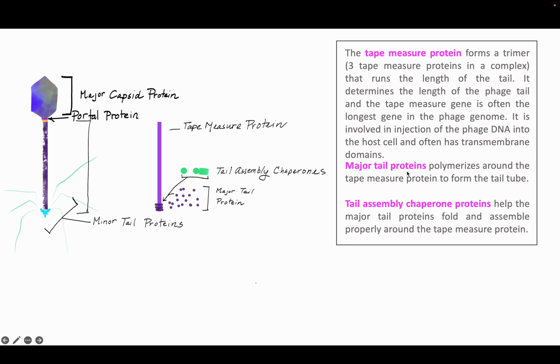Now, the major tail proteins are called the major tail protein because it's the protein that forms the major component of the tail. And these proteins essentially assemble around the tape measure protein and form what is called the tail tube. Now, the major tail proteins don't do this really well by themselves. They need some helper proteins called tail assembly chaperone proteins that help facilitate, one, the folding of these proteins, and then the assembly of the major tail proteins around the tape measure protein until there is a full tail formed.